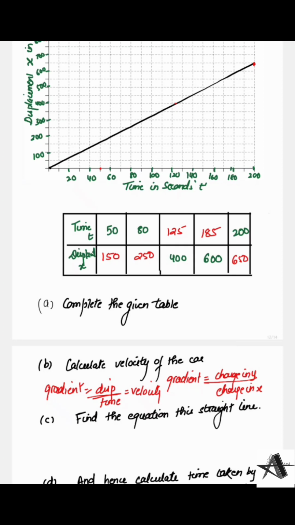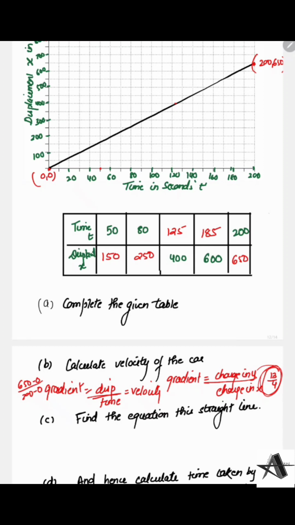That's it. So what I'm doing, I'm just picking these two values, 0 comma 0. These are perfect values, and this is 200 comma 650. So change in y over change in x, that I'm writing here, 650 minus 0 over 200 minus 0. That will give you 13 over 4 as the gradient. So gradient or velocity is 13 over 4.